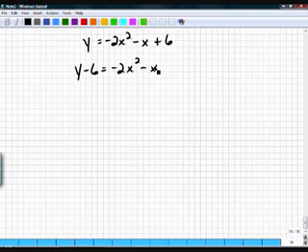Here's the part you might not remember. If there's a number out front, you've got to get rid of it. The way we're going to get rid of it is by dividing everything by that negative 2. Okay, this is no fun. So I'm going to write this as y minus 6 divided by negative 2 equals, divide that by negative 2, you have x squared. Divide this by negative 2, that's going to be a positive x over 2, or 1/2 x. Ugly. Very ugly.